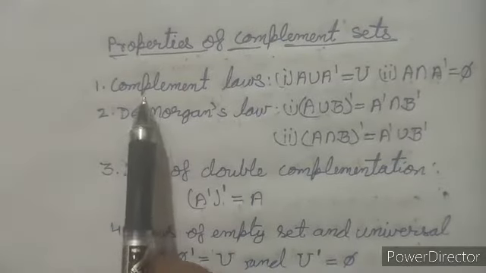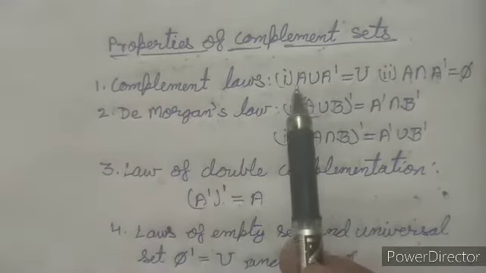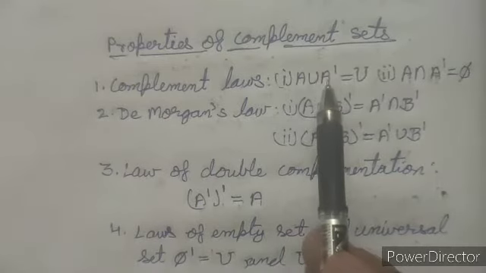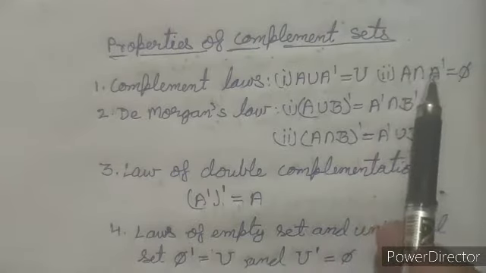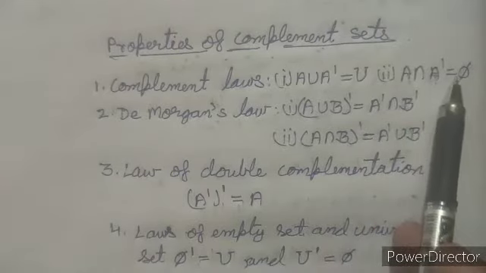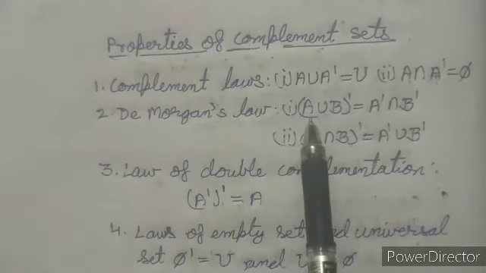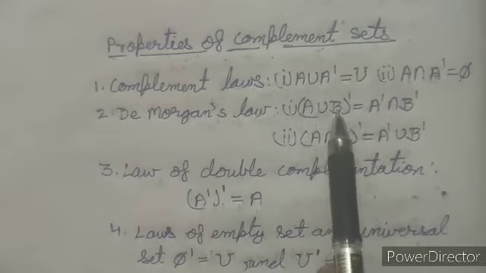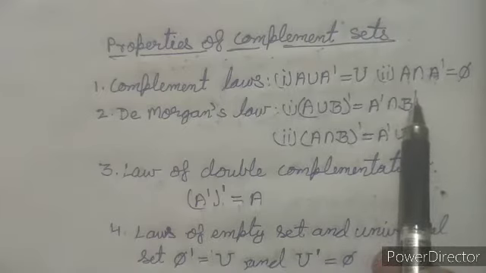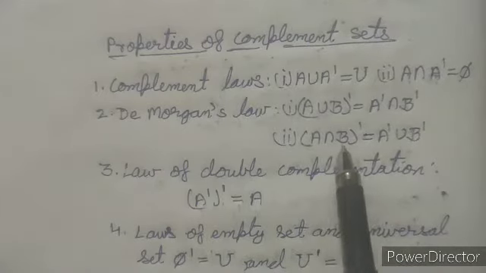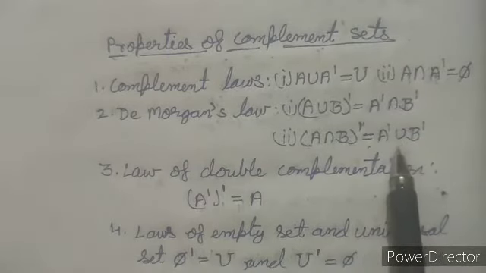Now some properties of the complement of a set. First one is complement laws. Here A union A complement will be equal to the universal set and A intersection A complement will be equal to the null set. Second one is De Morgan's law. According to De Morgan's law, A union B whole complement will be equal to A complement intersection B complement, and A intersection B whole complement will be equal to A complement union B complement.